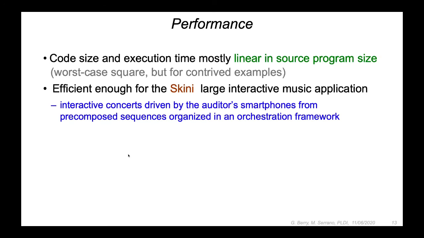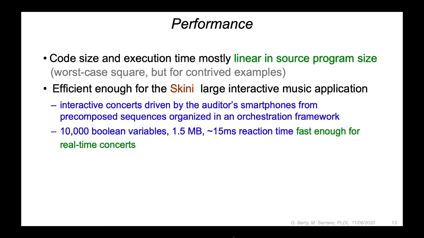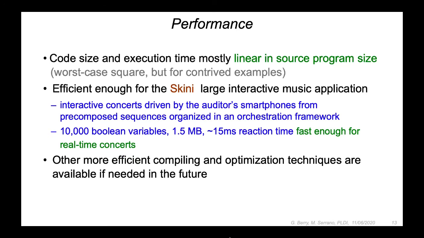It is a large and complex modular HipHop program that deals with lots of events and situations. It uses heavily synchronous sequencing, concurrency, communication, and preemption that are very well adapted to this high-level orchestration problem. Skini generates about 10,000 Boolean variables, leading to 1.5 megabytes of JavaScript runtime code, with a reaction time of about 15 milliseconds, which is largely fast enough for real-time concerts. If needed, more efficient compiling and optimization techniques are available.